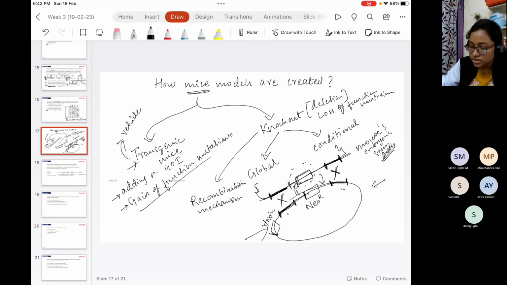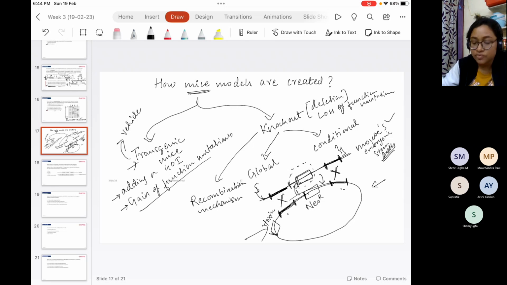So this toxin gene is not here, right? Whether neomycin should be present, it is not here. It is away from this particular segment. So if recombination has happened somewhere else, then this toxin gene can get added into the mouse's embryonic stem cells.